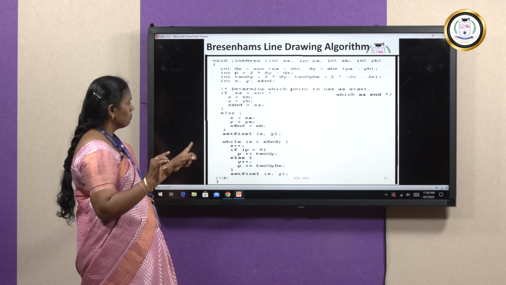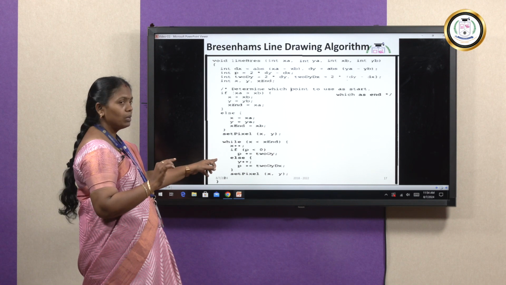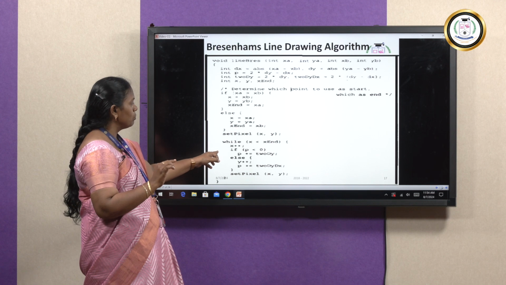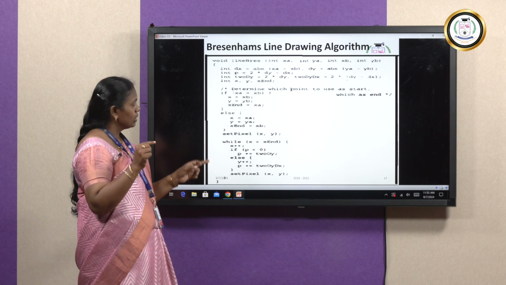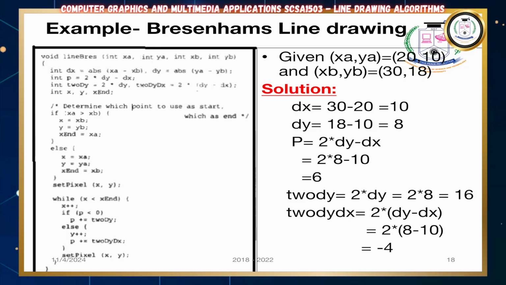We will see the example, it will be clearer. Here is the p value, p plus plus, how you are incrementing. The next pixel value will be added with the 2dy value, then the next value will be allocated by 2 dy minus dx value. See, this is the example. Here I am getting two inputs, 20 comma 10 and 30 comma 18.